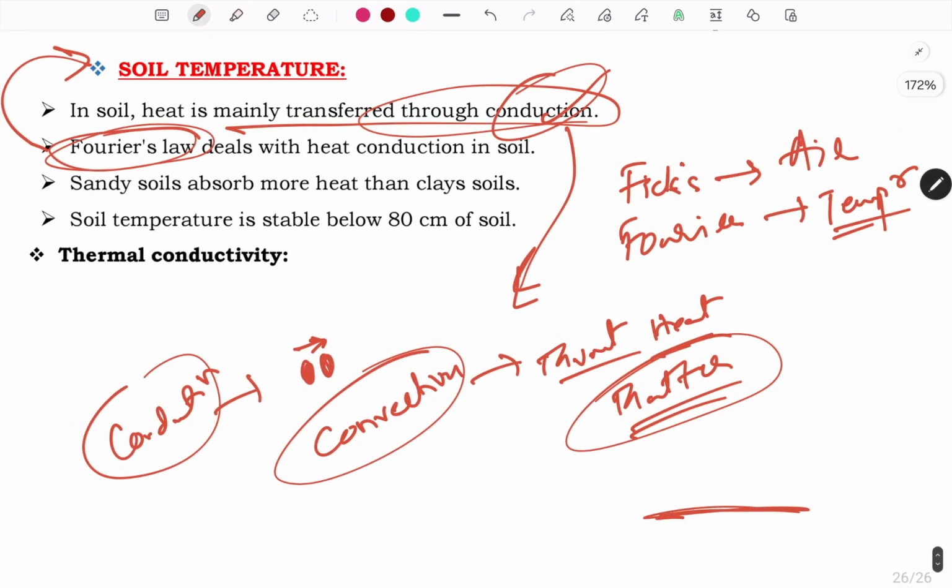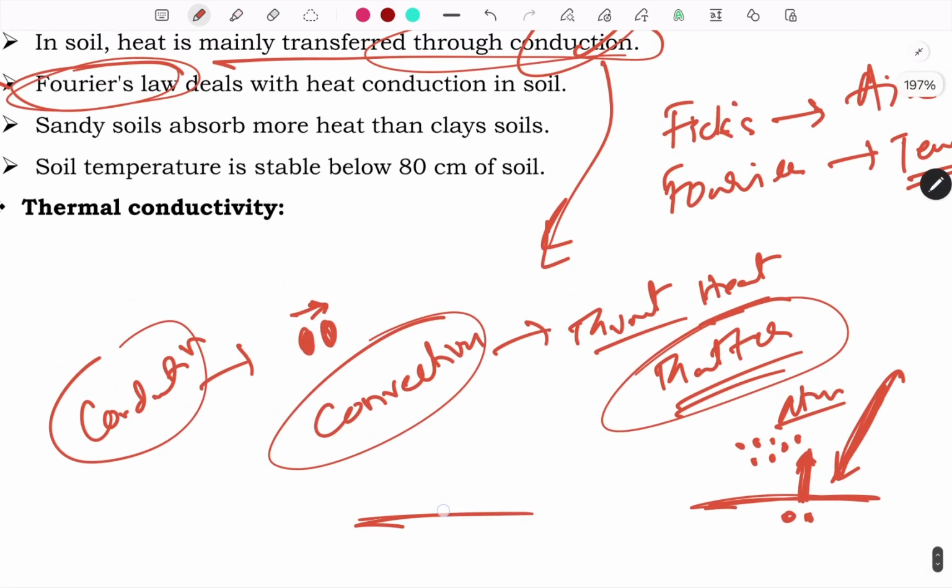For example, if there is a lot of sun rays on the soil, the water in the soil, after getting heated, moves to the atmosphere. So water particles move here. That's what convection is. In case of conduction, it's a movement of heat energy from one particle to another particle. And one more is radiation.